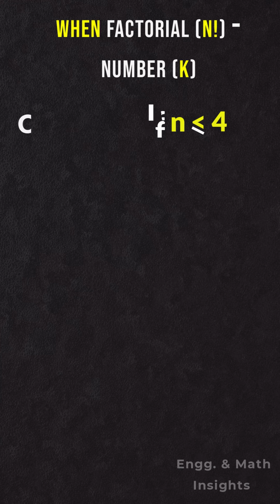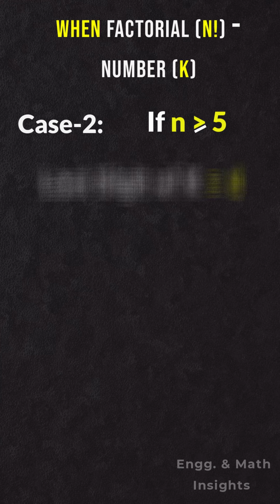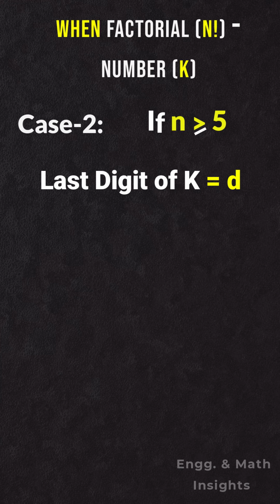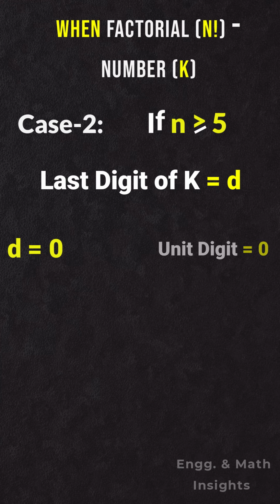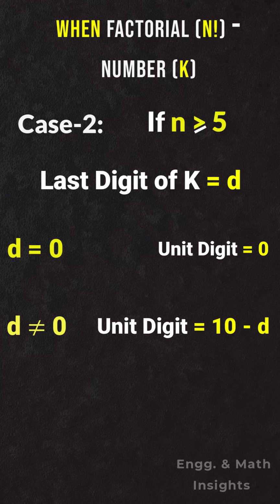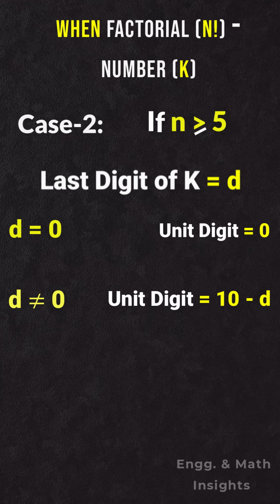For the second case, we will consider n is greater than or equal to 5. From 5 factorial onward, n factorial ends with 0. So the unit digit depends only on the last digit of k. For this, we can follow this rule. If the last digit of k is 0, then the unit digit will be 0, and otherwise the unit digit will be equal to 10 minus the last digit of k.